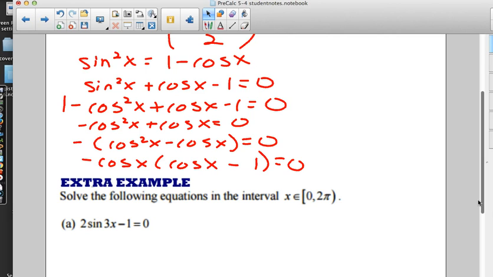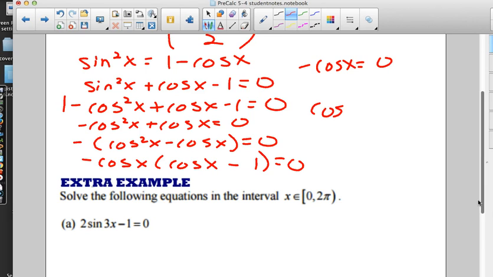All right, algebra tells us either this is 0 or this is 0. And it turns out this negative doesn't really matter, because if we divide both sides by -1, didn't we just have to do that on the last problem? So the question is, where's cosine x equals 0? Where is it? Pi over 2 and 3 pi over 2.